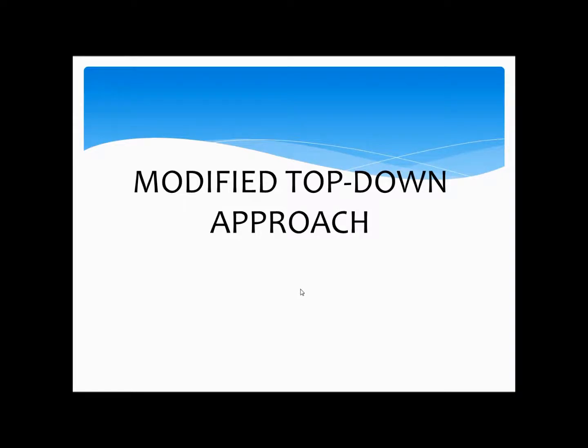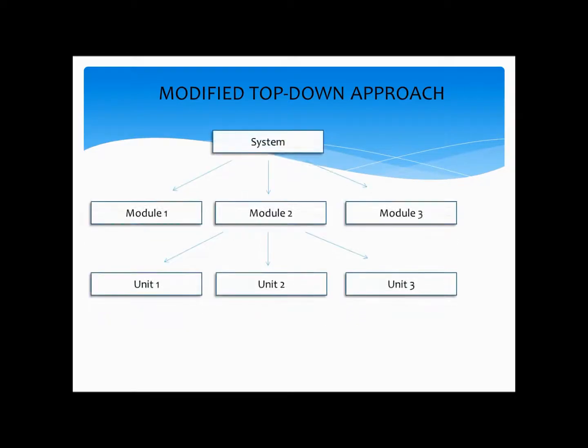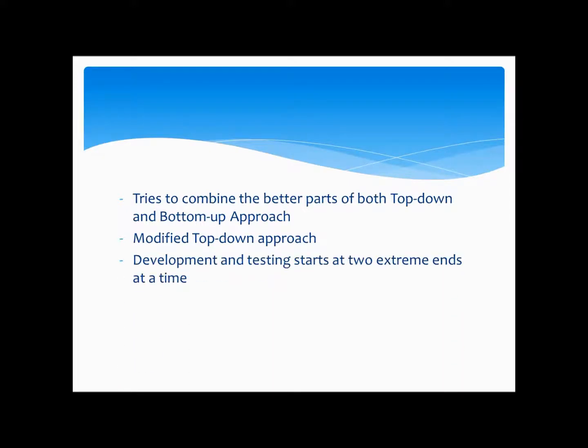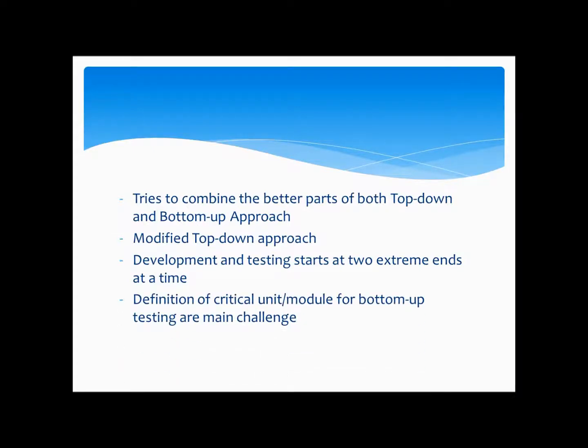The third type of integration testing is the modified top-down approach. This is the structure of the modified top-down approach, where integration takes place at both extreme ends. It tries to combine the better parts of both top-down and bottom-up approaches, and it is called modified top-down since mostly integration goes downward. Development and testing start at two extreme ends at a time. Definition of the critical unit or module for bottom-up testing is the main challenge, so a better understanding of your project is a must.